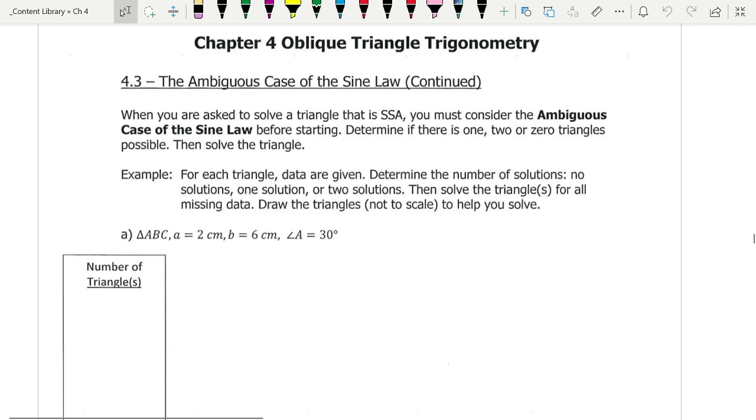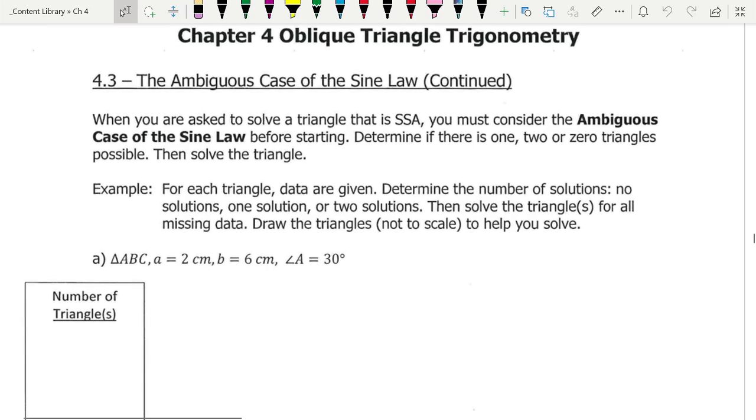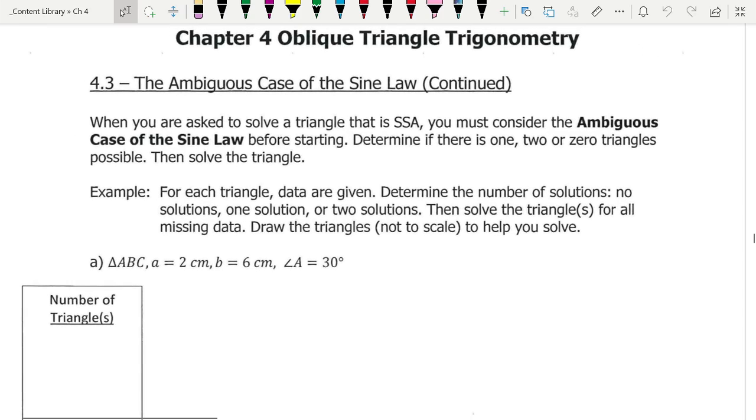All right, so the ambiguous case of the sine law. Sounds like a Nancy Drew novel. Nancy Drew and the ambiguous case of the sine law.